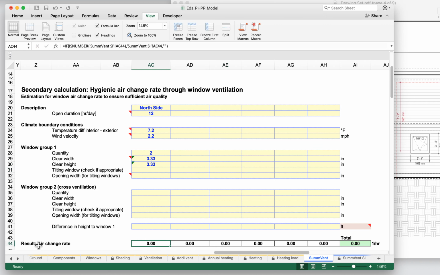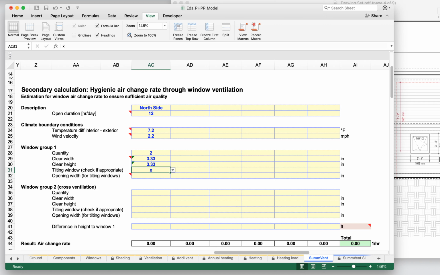Notice I'm still not getting a result down here for my resultant air changes. So I need to input two more things. First of all, is it a tilting window, yes or no? If it is a tilting window, go ahead and mark it with an X. So these are tilting windows. I'm saying these are going to vent the building in tilt operation.